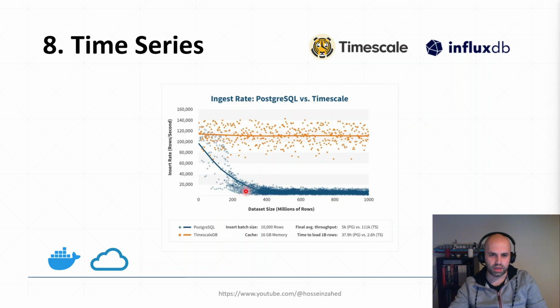So, considering the ingestion rate for Postgres, we can see that there is a threshold which is lower than 20,000 records per second. By using Timescale, we can easily see that this threshold is going up and the average is about 120,000 rows per second. Timescale and InfluxDB are two popular options in this space.